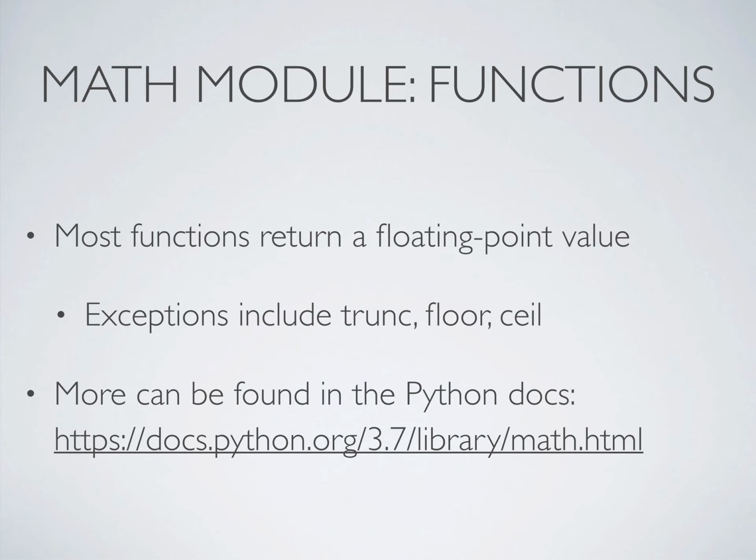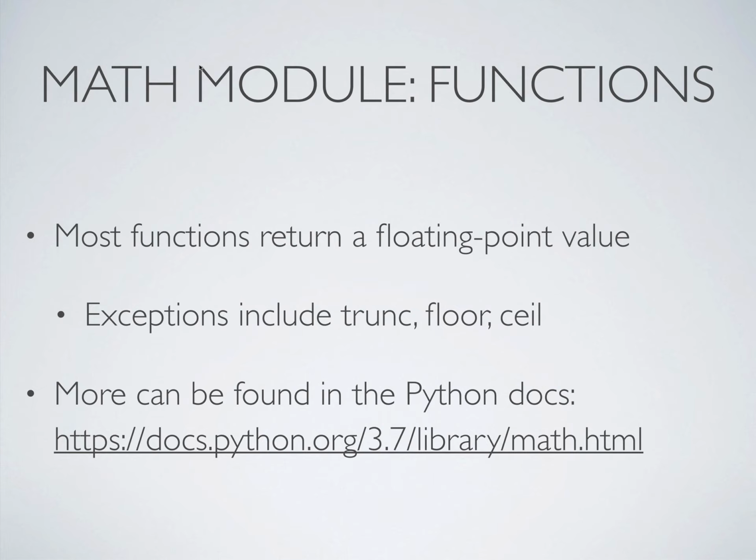So in terms of the math module functions, the majority of the functions that are in the math module will return a floating point value. They're all numerical functions, right? They're all going to return some sort of number. So most of them are going to return a floating point value. Exceptions include trunc, floor, and ceil. Those are the rounding ones. So those will actually give you an integer instead of a floating point value.